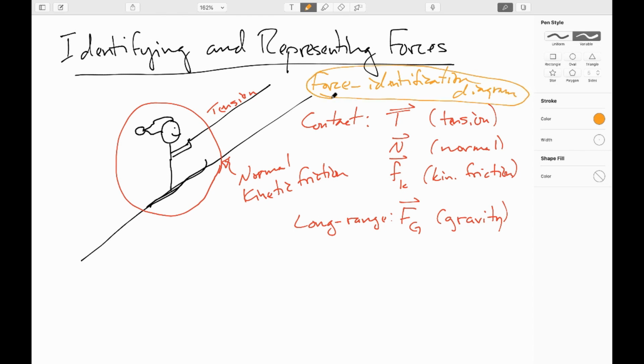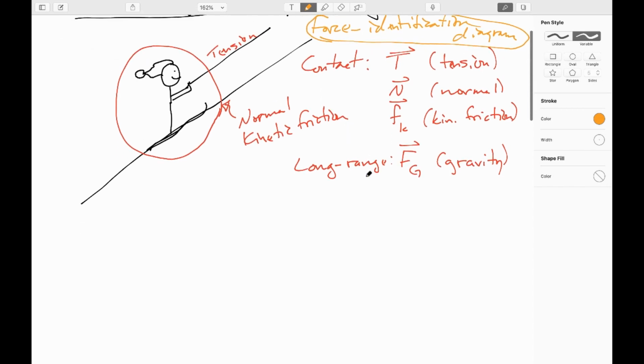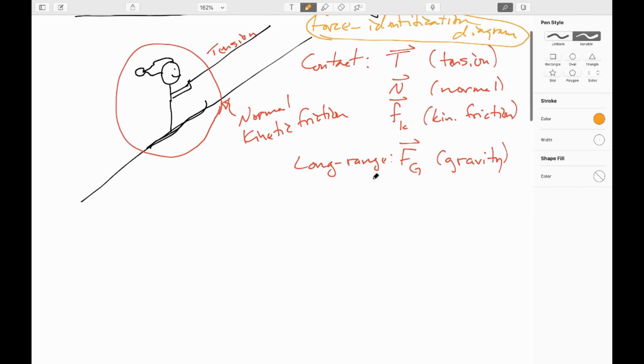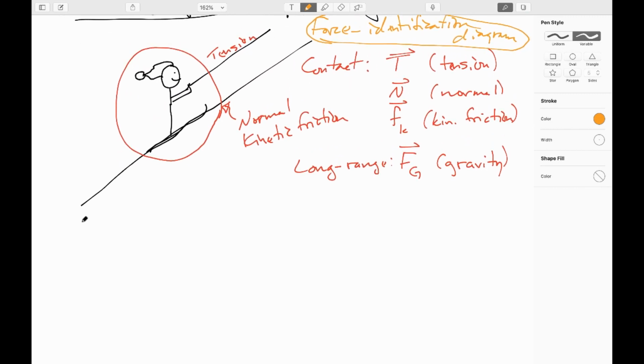Now, when it comes to actually thinking about how those forces are going to act on something, just like we were doing with motion diagrams, as long as we're not worried about how our skier might be rotating, we can go ahead and do what's called a free body diagram for our skier. And actually, let me leave the force identification diagram up. So we're going to start a free body diagram. And these are sort of bread and butter for doing force analysis, so they are well worth studying.